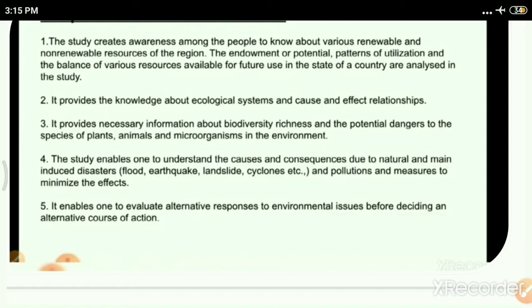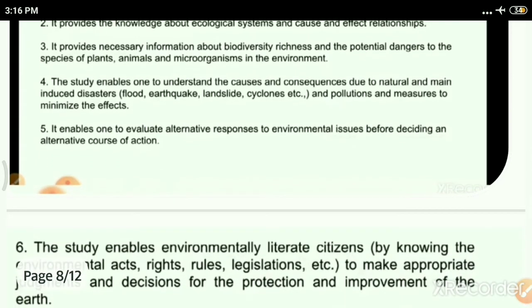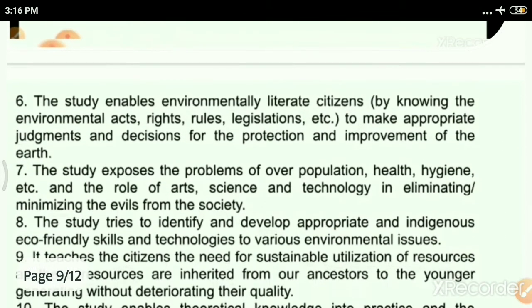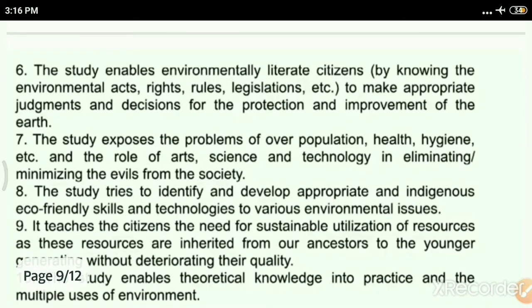It also enables one to evaluate alternative responses to the environmental issues before deciding an alternative course of action. Say for example, there are alarming situations in some parts of India due to this pandemic. What is the importance of hygiene? What are the rules which have to be followed by the people? This basic science will give you an idea about how to cope up with these kinds of challenges.